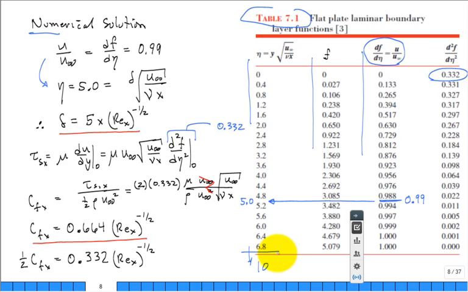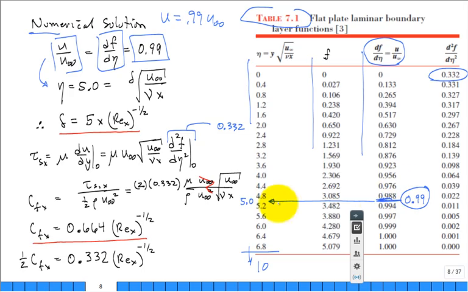And then you take a look and you say, u over u infinity, when that's equal to 99%, that means u is equal to 0.99 of u infinity. Hey, that's the thickness of the boundary layer. And so Blasius' solution says you find where the derivative of f with respect to eta equals 99%. You come over and find eta. Eta is around 5. At that distance, normally there's a y right here, but it's at that particular distance, y equal to delta times the square root of u infinity over nu x.